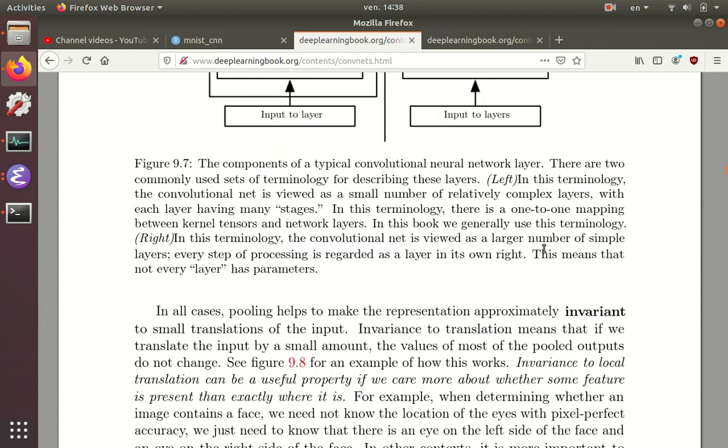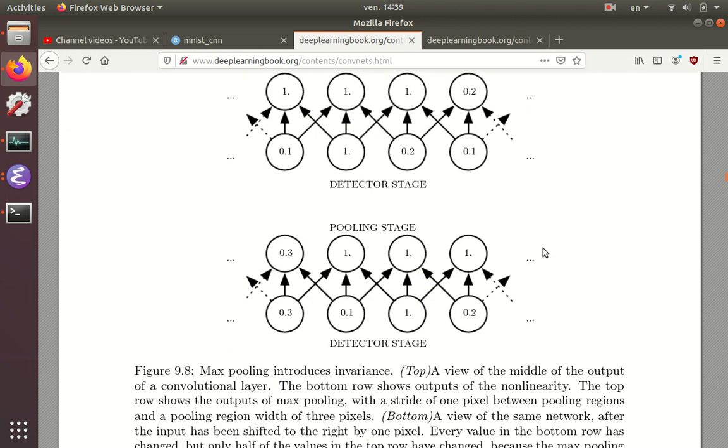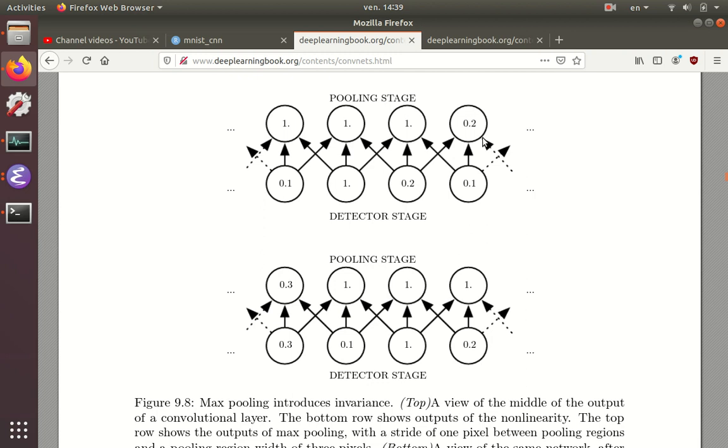Now let's talk about max pooling. This is explained in figure 9.8 in the deep learning book. The idea of this figure is to explain the invariance that's introduced by max pooling. In the two diagrams, on the top we have the units after pooling, and at the bottom we have the units before pooling.